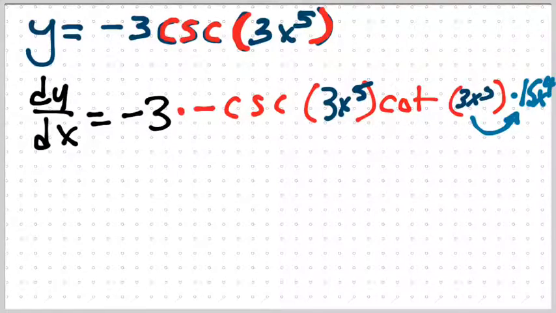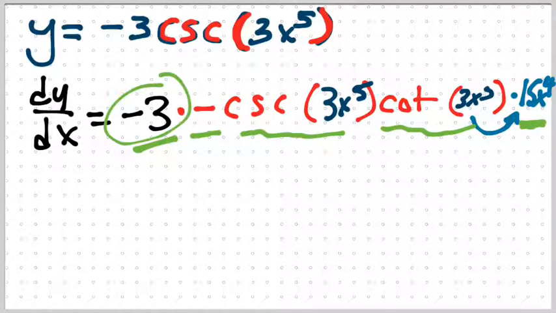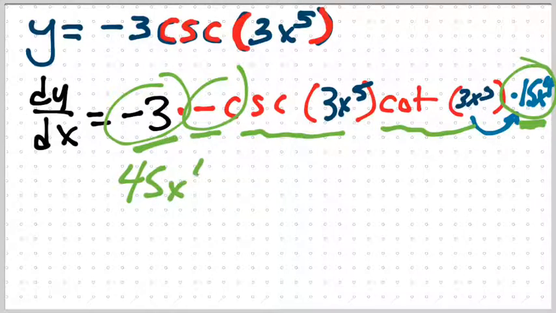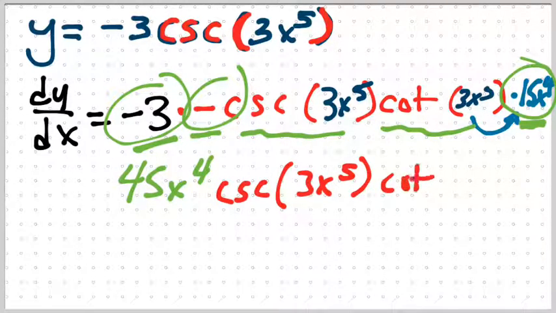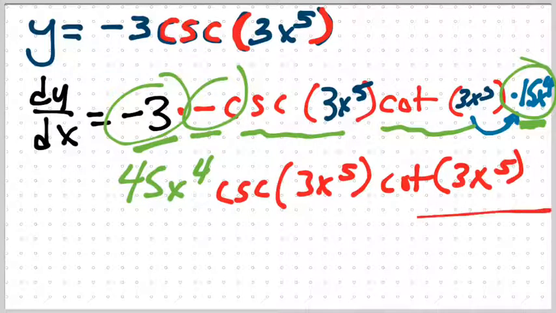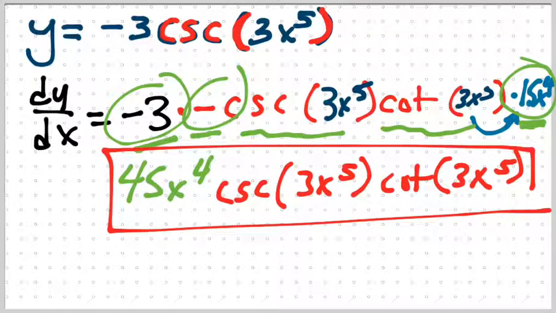So simplifying this a little bit, I have a couple of things multiplied here. A negative 3 times a negative, that's positive 3, times this business times 15x to the 4th. So let me combine these non-trig terms. Negative 3 times negative is positive 3 times 15, which is 45x to the 4th. And then my trig terms I can bring down, cosecant 3x to the 5th, cotangent 3x to the 5th. And there's our answer.